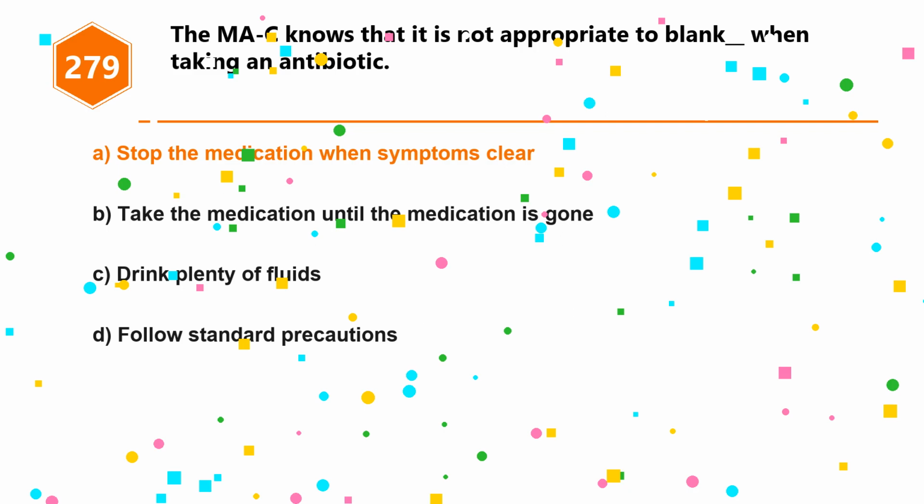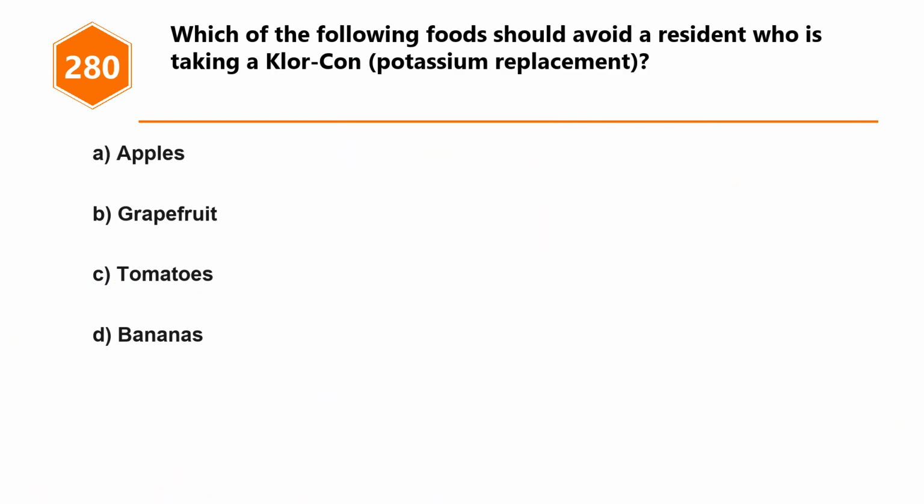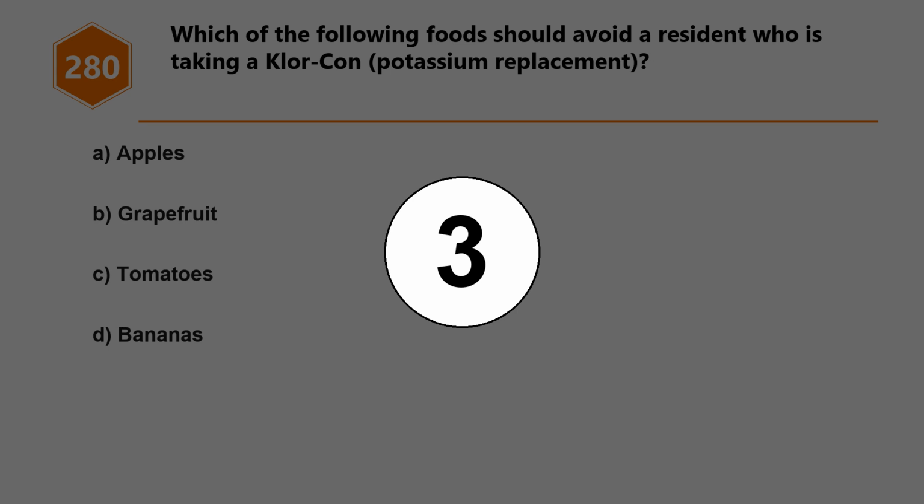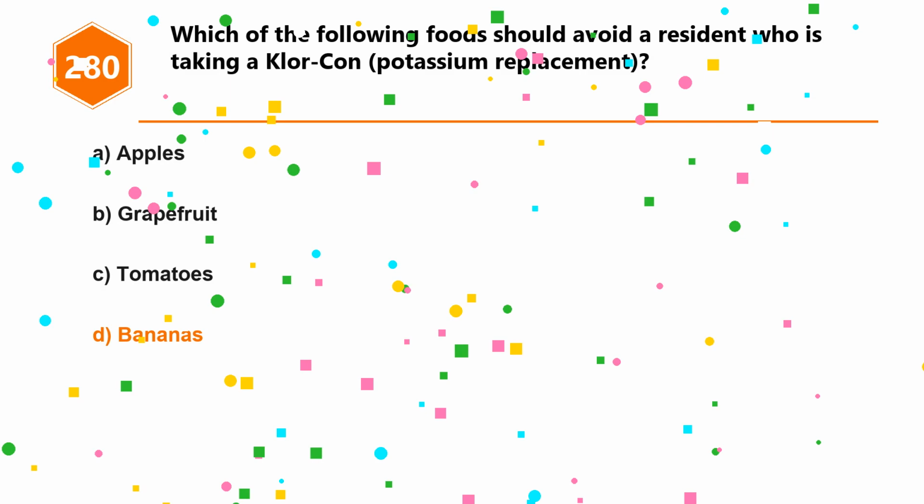The correct answer is option A, stop the medication when symptoms clear. Question 280. Which of the following foods should a resident avoid who is taking K-Clor, a potassium replacement? Option A, apples. Option B, grapefruit. Option C, tomatoes. Option D, bananas. The correct answer is option D, bananas.